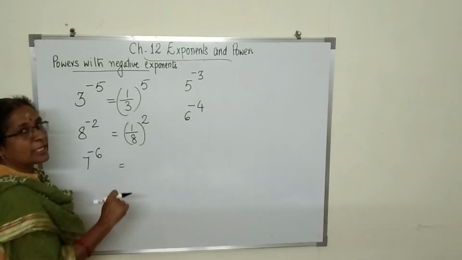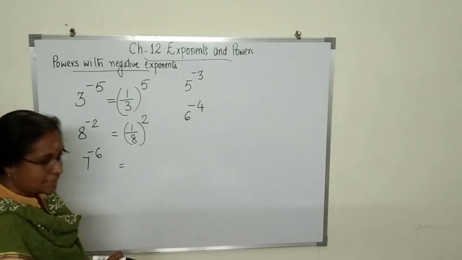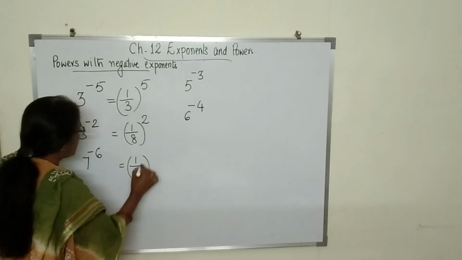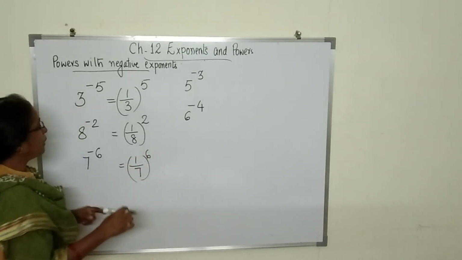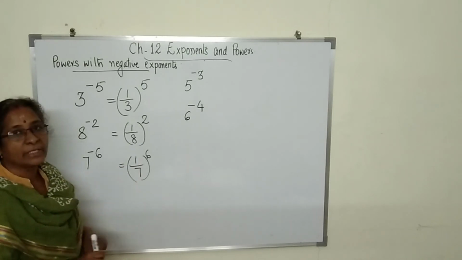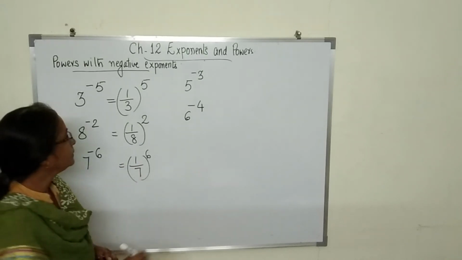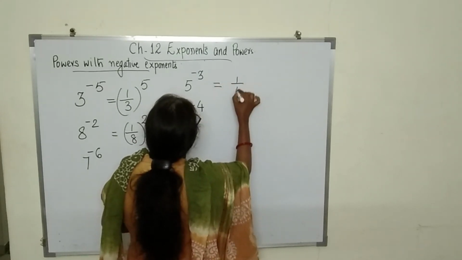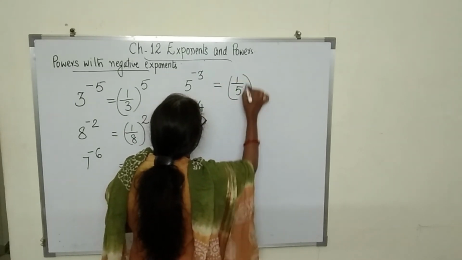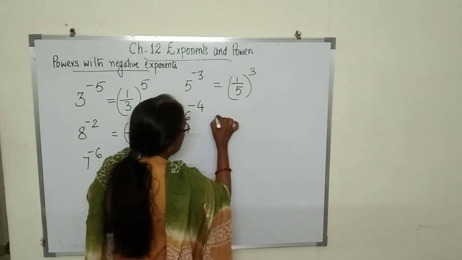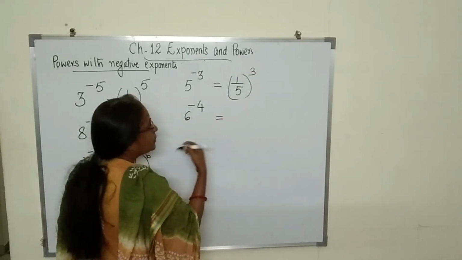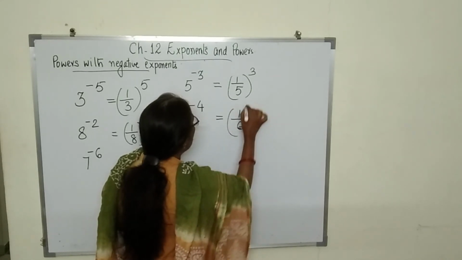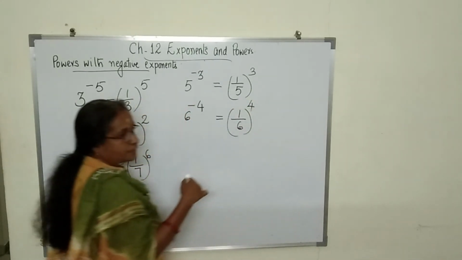So what will be 7 raised to minus 6? Yes, it will be 1 upon 7 whole raised to 6. How to read it? 1 upon 7 whole raised to 6. So 5 raised to minus 3 will be 1 upon 5 whole raised to 3. Similarly, 6 raised to minus 4 will be 1 upon 6 whole raised to 4.